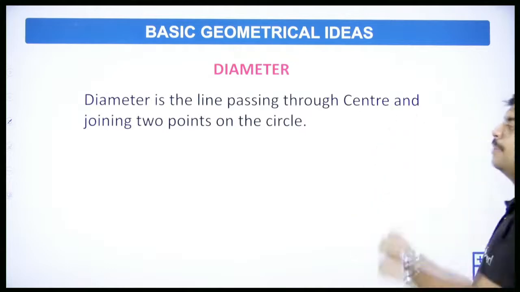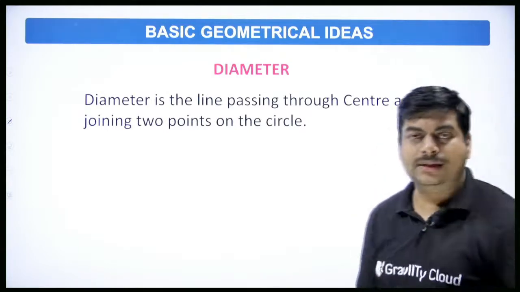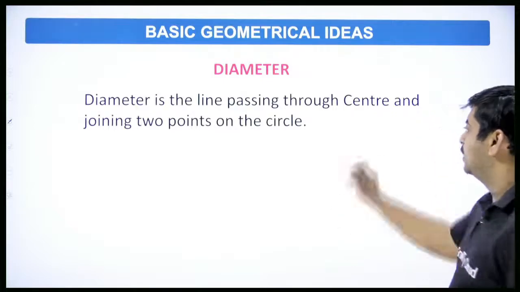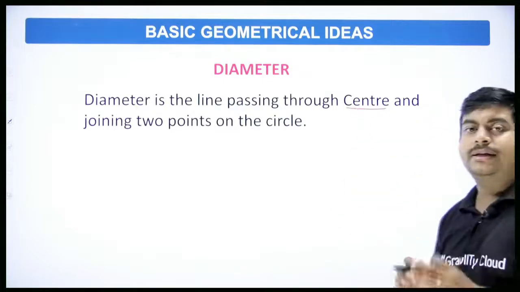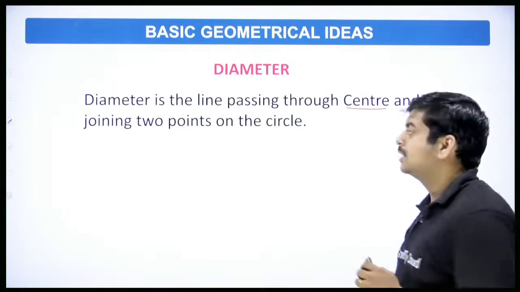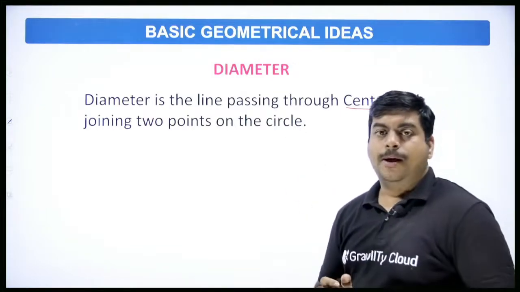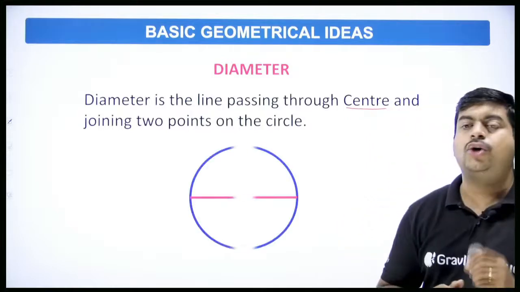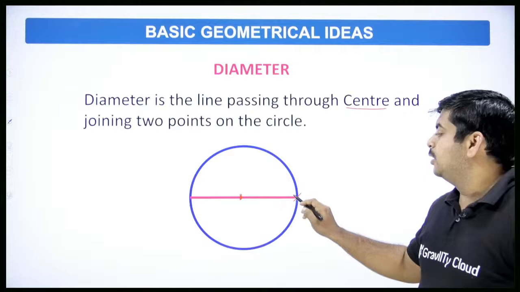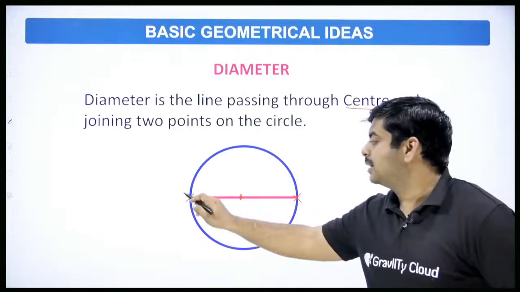Moving ahead, what is a diameter? Just now we discussed radius. Now let's discuss diameter. Diameter is a line passing through the center and joining 2 points on the circle. See, this is passing through the center and joining 2 points on the circle.